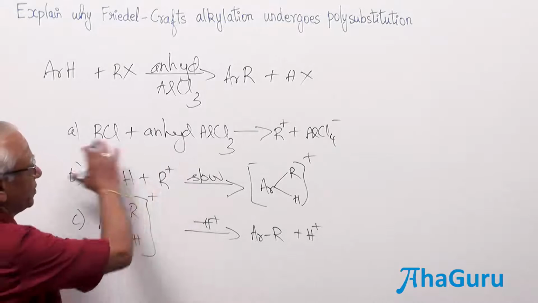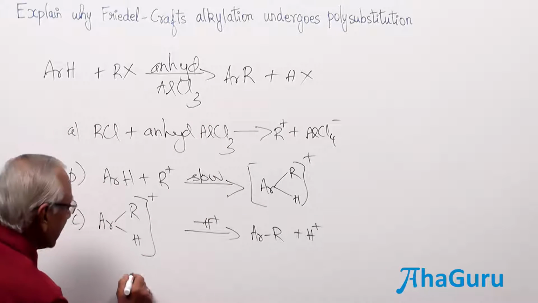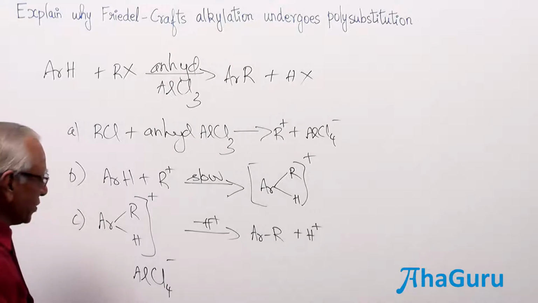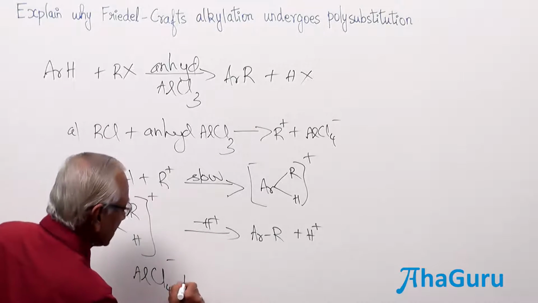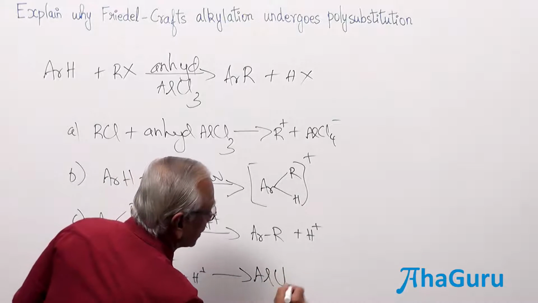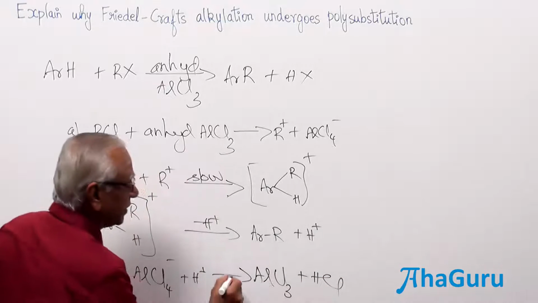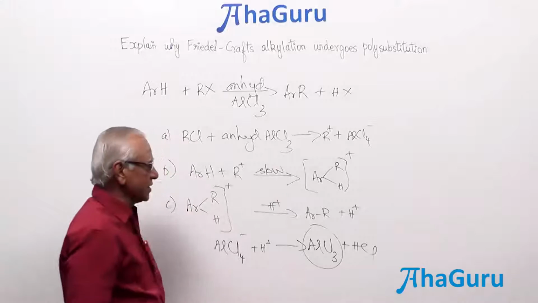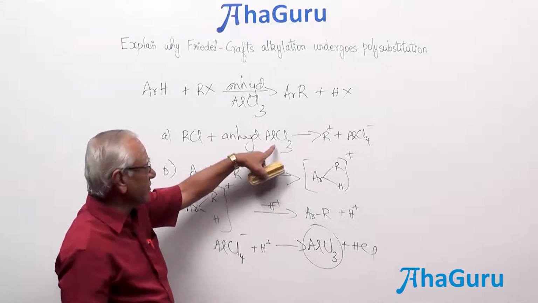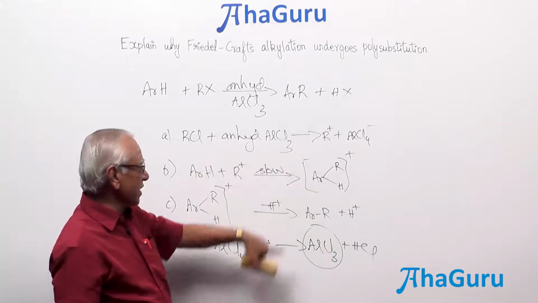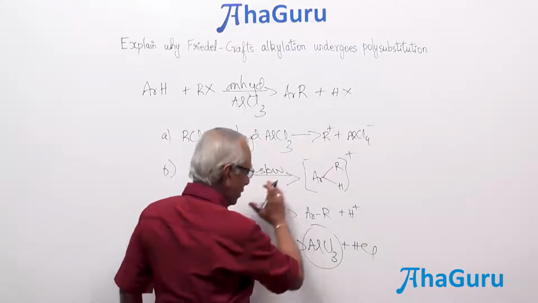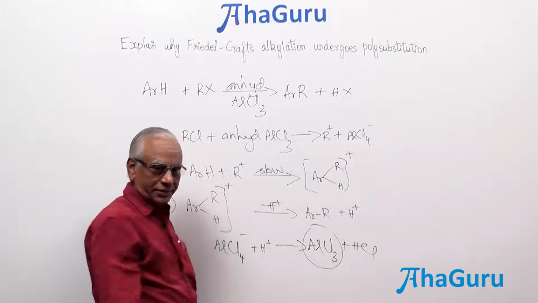Now, if you look into the answer here, AlCl4 minus is going to act as a Lewis base, and this is going to be an acid, and it is once again converted into AlCl3 and HCl. And so what are you going to do with this AlCl3? Again, it is going to behave as a catalyst. That is the reason why aluminum chloride behaves as a catalyst here. It generates a carbocation, and is regenerated at the end of the reaction.